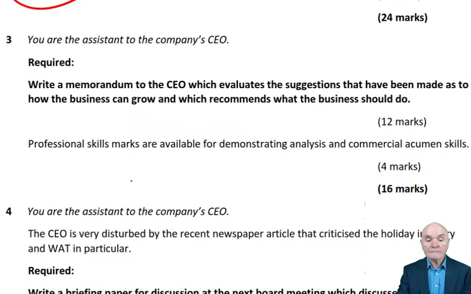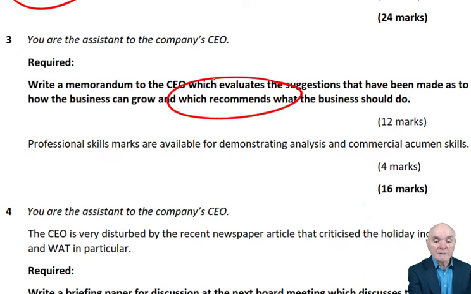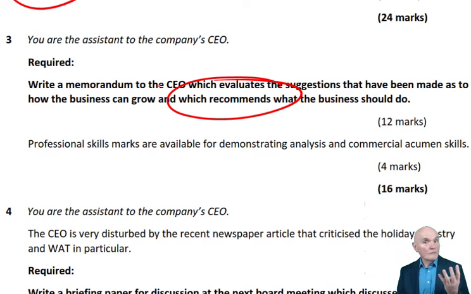Third one, we have to go through the suggestions as to how the business could expand. And also here, it recommends what the business should do. So we've got, I think, 4 suggestions. And what we have to do is come down on one of them. To some extent, it will often not matter which of the recommendations you go for. It's really how you argue the point.